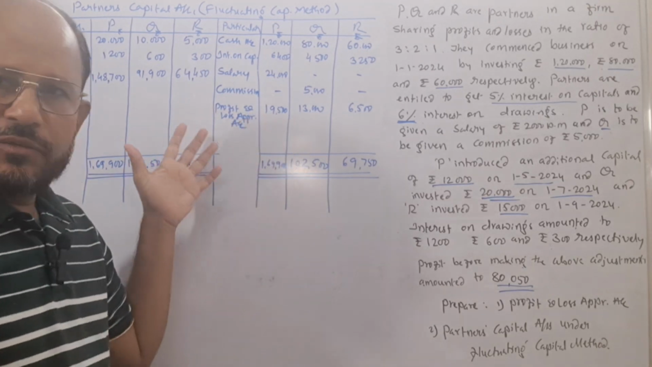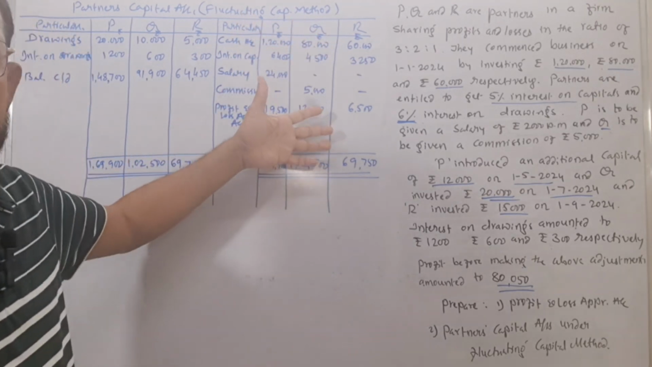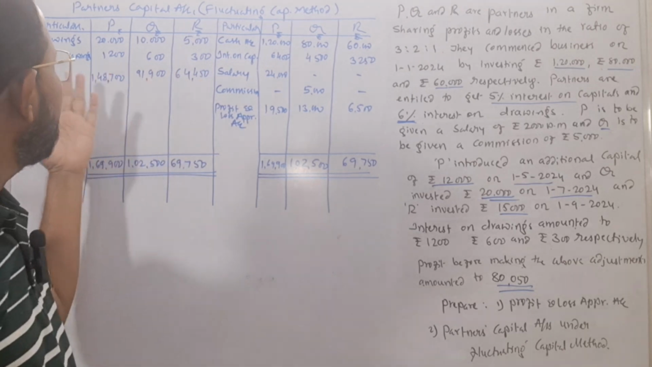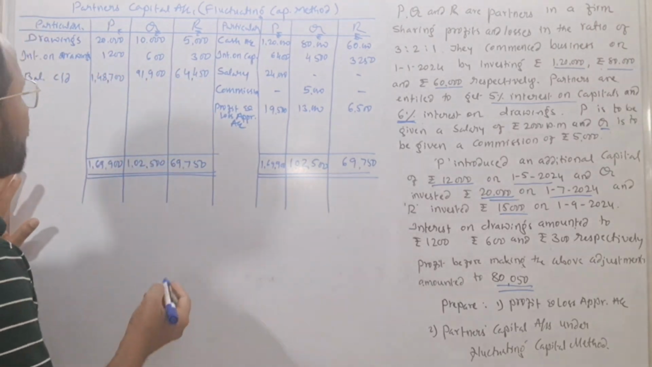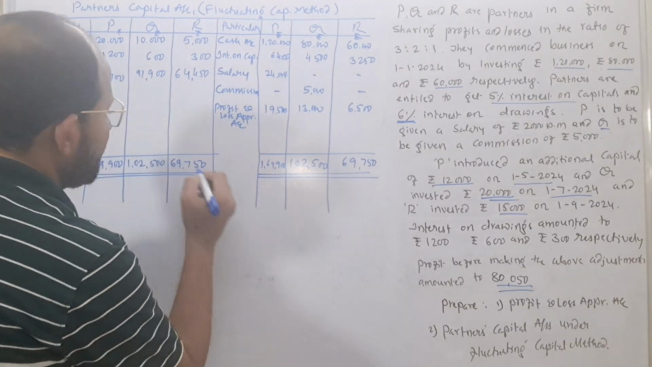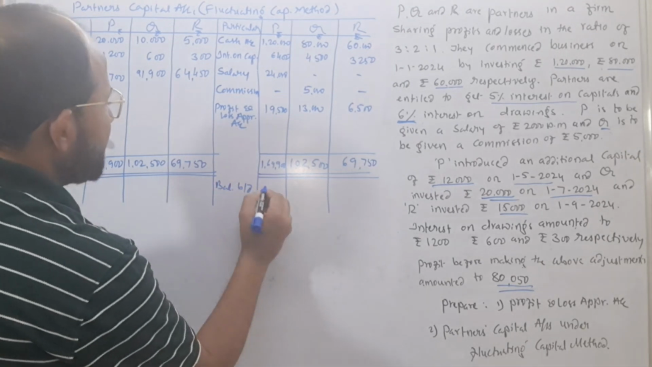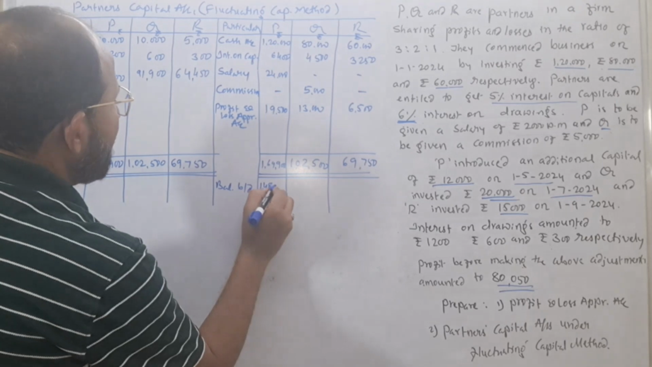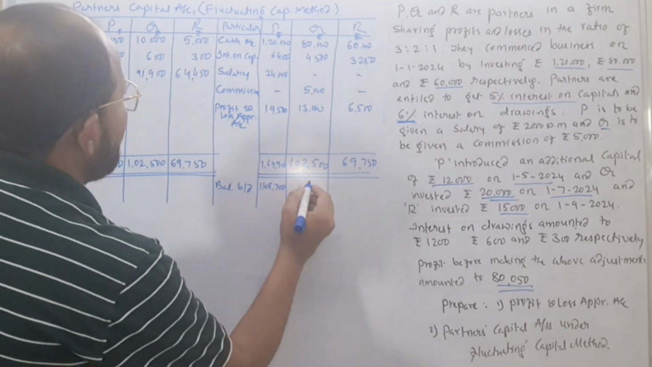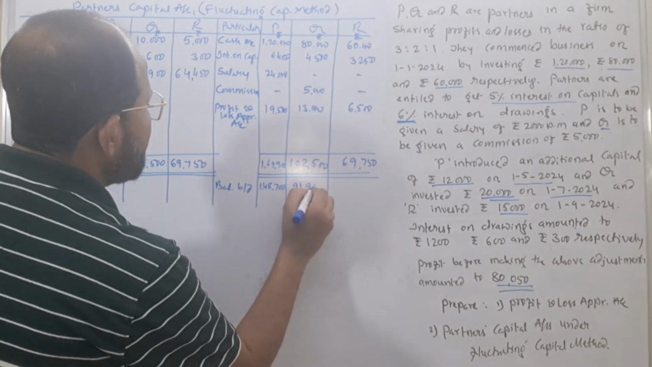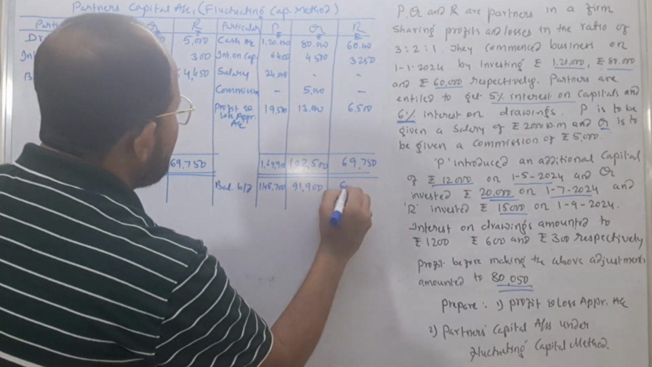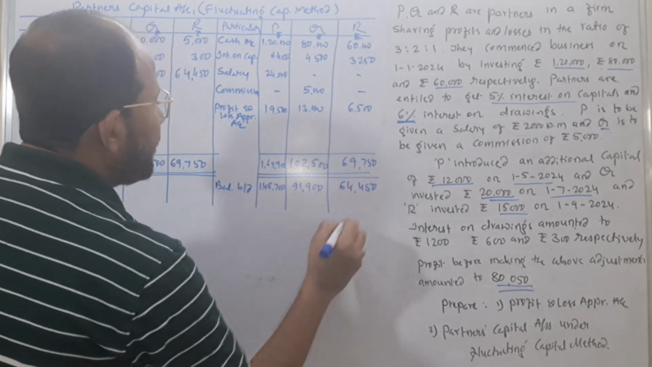Okay, just to check the difference, make the total here. Credit side is heavier than the debit side. That is why the difference in figures should be shown on the debit side, and here you write balance brought down. For the next year, the same amount will become the opening balance of capitals of all the partners: 91,900 and 64,450.